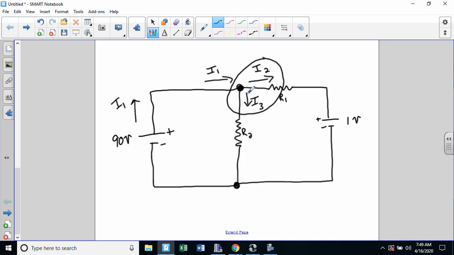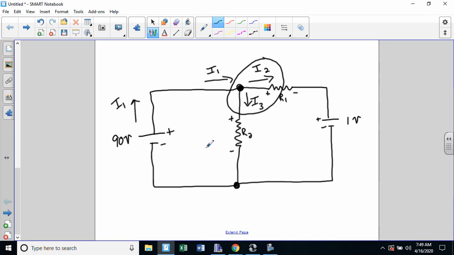So if current is coming down this branch, then the resistor R2 is going to use up energy in this direction. This is going to be the high energy side, this is going to be the low energy side. And the resistor R1, because the current is going this direction to the right, this will be the high energy side, and this will be the low energy side, okay?